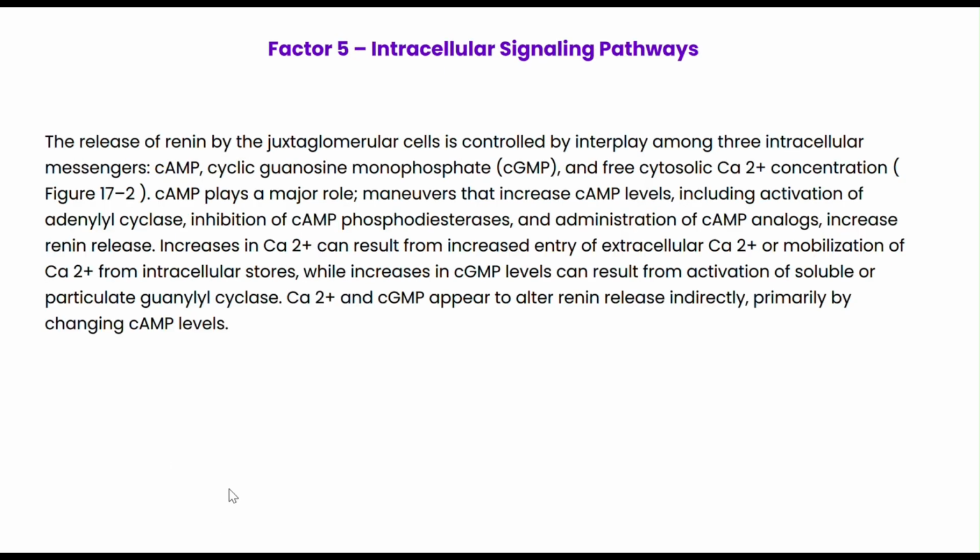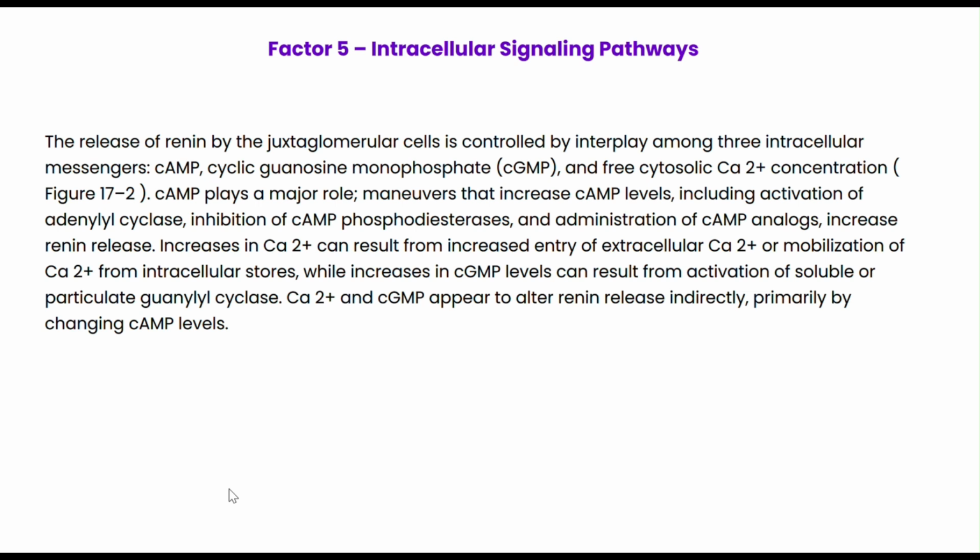Now let's go inside the juxtaglomerular cells to understand how renin release is controlled at the molecular level. Three main intracellular messengers play critical roles here. First messenger is cyclic AMP, or cyclic adenosine monophosphate. Cyclic AMP is like the on switch for renin release. When the cyclic AMP level rises, renin release increases.